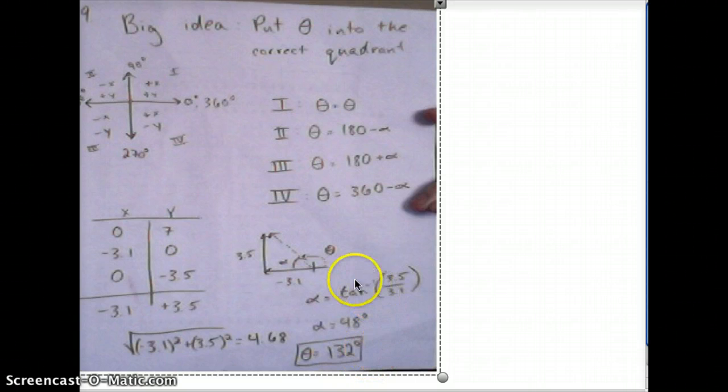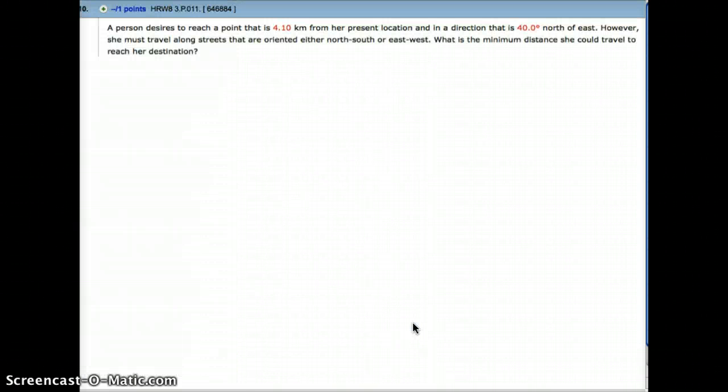So all you need to know to put the angle into the right quadrant is that the angles on a straight line are 180 and the angles in a circle are 360. Okay. I'm hoping that will help you to go ahead and try number 10 on your own. If you still need more help, just send me an email.